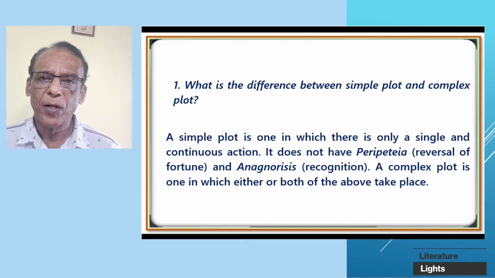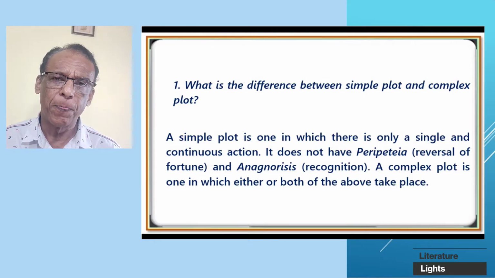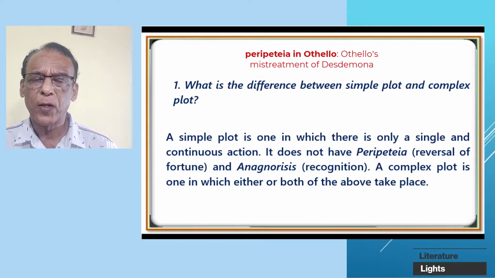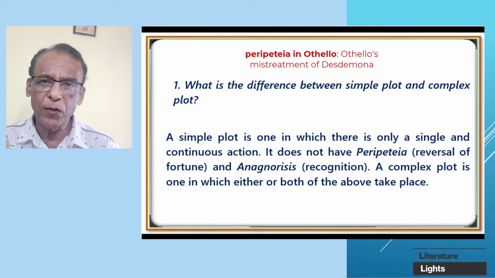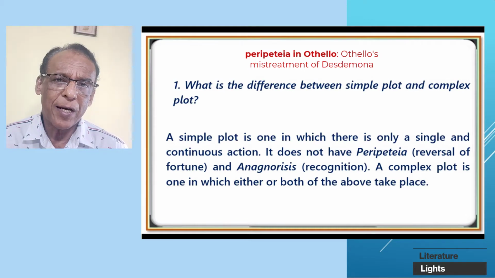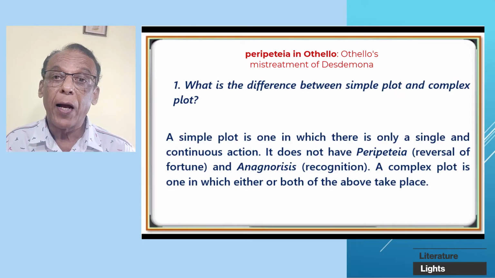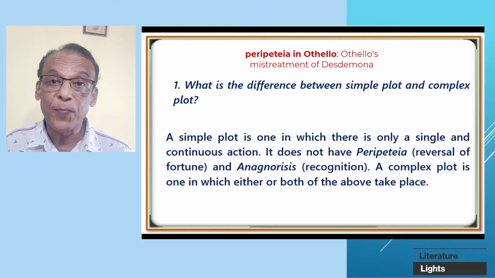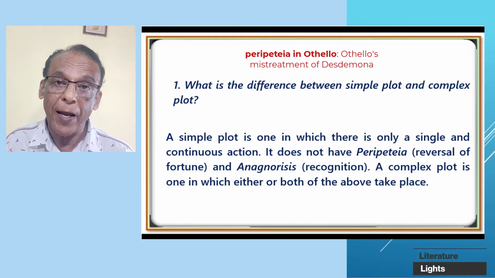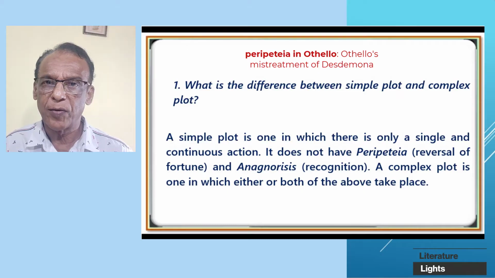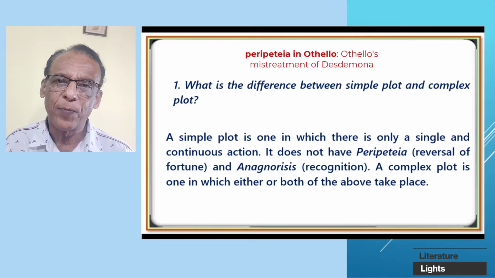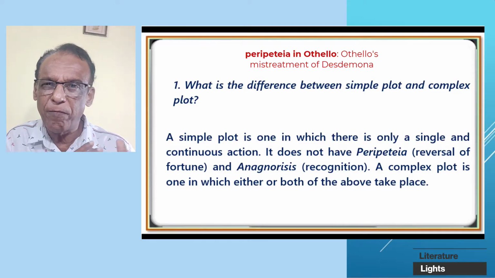As far as Othello is concerned, at the start of the play, we can see that Othello and Desdemona are having an excellent time. They are freshly married and they are going to Cyprus. And then comes Iago with his villainous role. And as a result, Othello begins to suspect his wife. So a reversal of fortune.